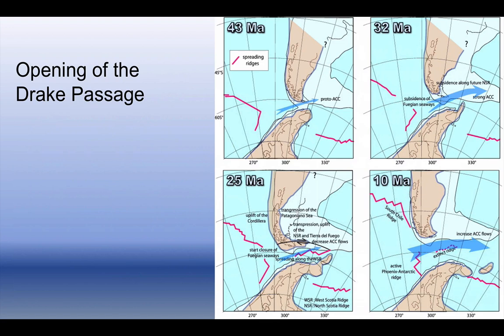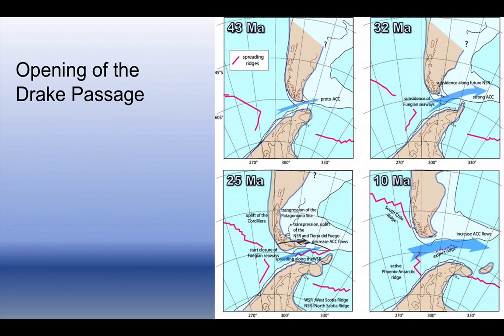Okay, let's focus in on a small part of this. This part of the ocean between the southern tip of South America and the northern tip of Antarctica, called the Antarctic Peninsula, is a fairly recent feature.